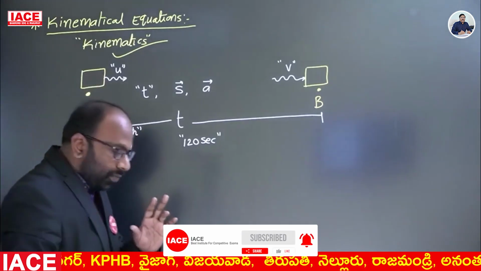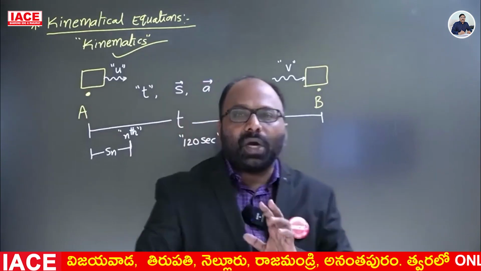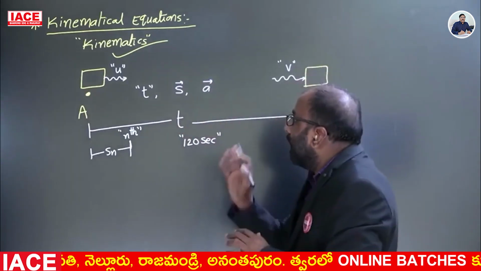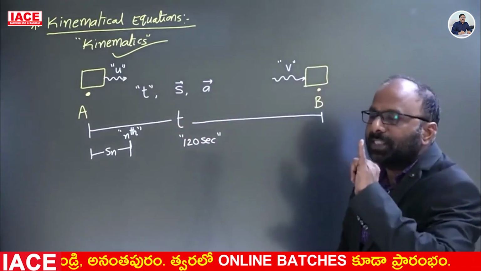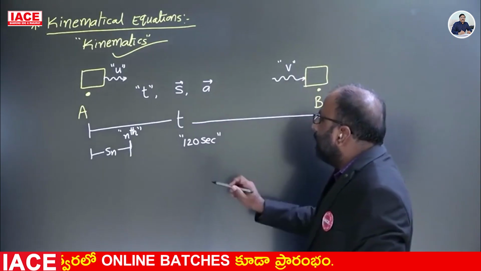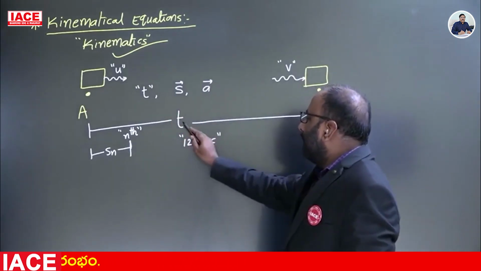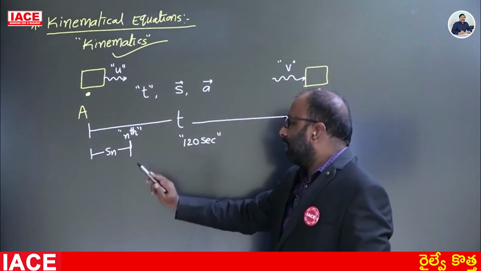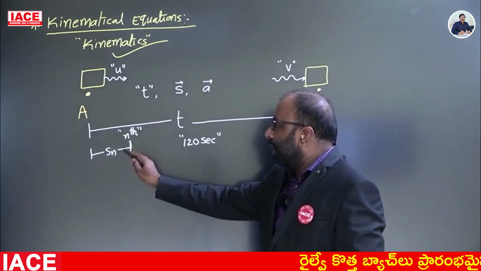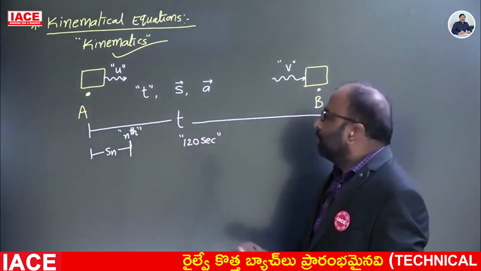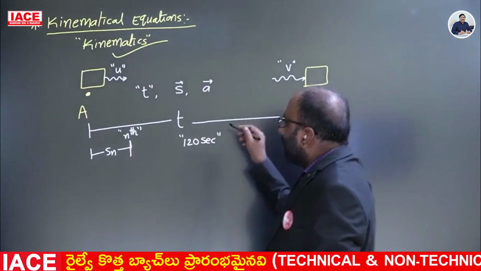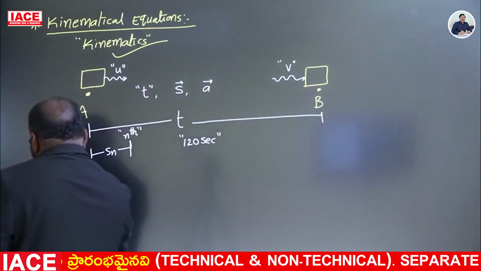So what is required to write the kinematical equations? Initial speed, final speed, displacement, acceleration, time period, and the distance traveled by an object in the nth second. Using these, we will write the kinematical equations.